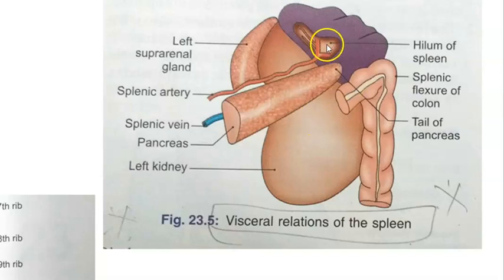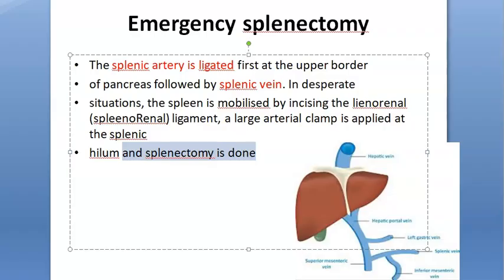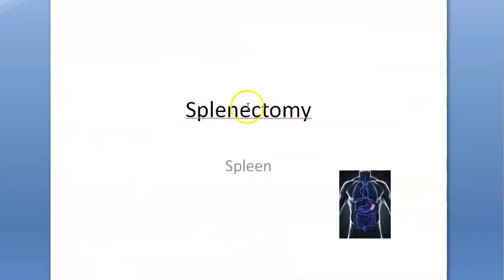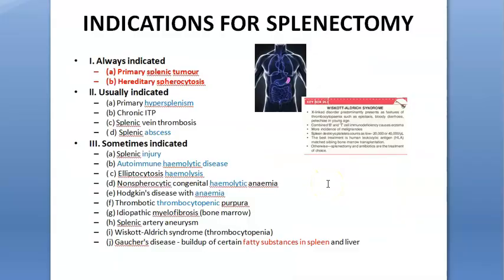So where is the splenic hilum now? See here. This is the splenic hilum. They'll just catch the entire thing with that clamp and remove the spleen. Splenectomy is done. Okay, this is the emergency one. Fine, you got it. So in this video, you just wanted to look at what splenectomy is and when you will do it.